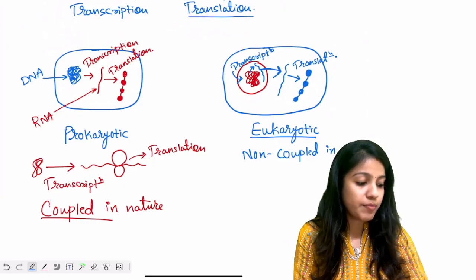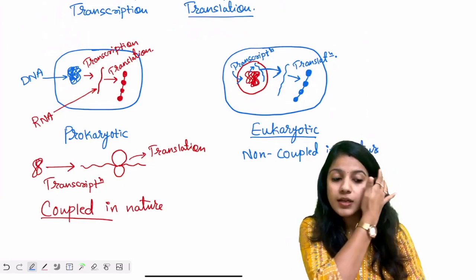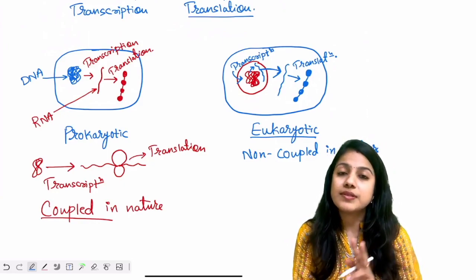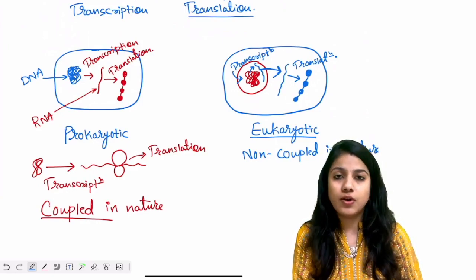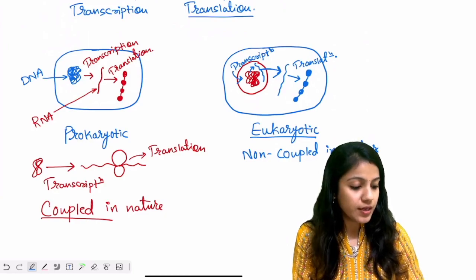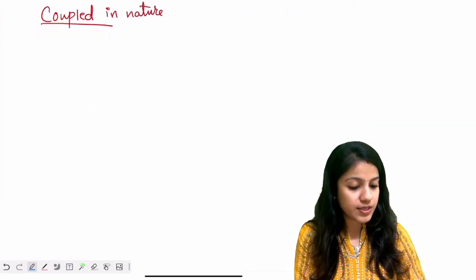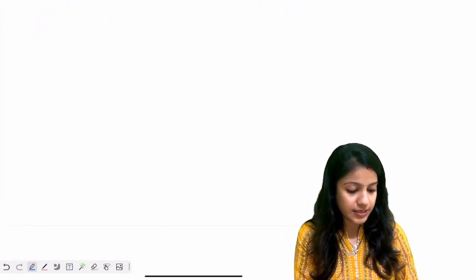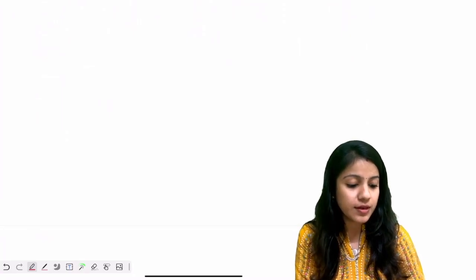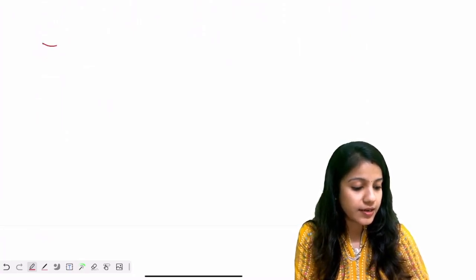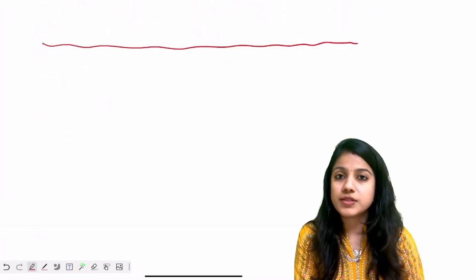Got it clear with coupled and non-coupled process? In prokaryotic organisms, the process is coupled in nature, whereas in eukaryotic organisms, the process is non-coupled in nature. Right? Now, through the transcription process, first let's understand what different kinds of things are needed for the translation process. We got this RNA through the transcription process.